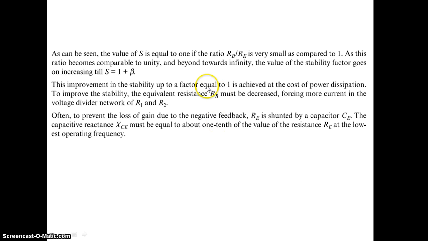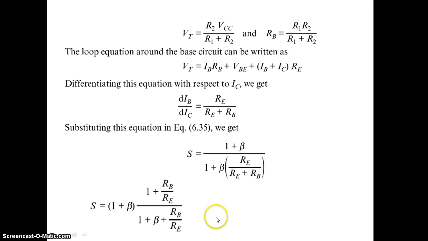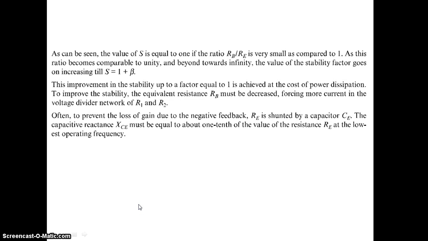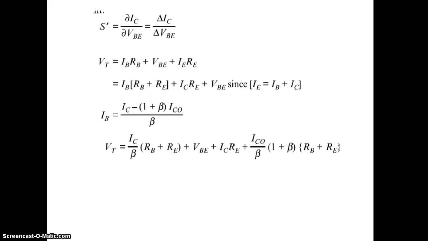S is equal to 1 if the ratio RB by RE is very small compared to 1. In this case, if RB by RE is very small, then what will happen? We get 1 plus beta by 1 plus beta, so it is equal to 1. S equals 1. So the stability factor is very much improved in the case of the self-bias circuit.